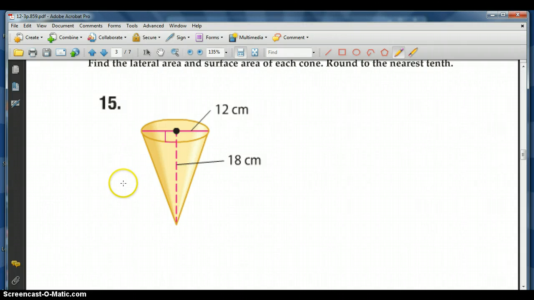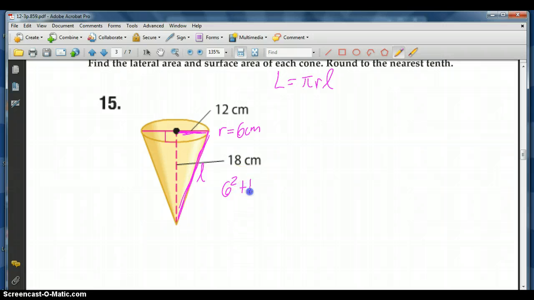Number 15, find the lateral area and surface area of each cone, round to the nearest tenth. So, my formula for lateral area is pi times radius times slant height, which we're not given here, so we need to use Pythagorean theorem to find L. The radius would be half of the diameter, so my radius would be 6 centimeters, since my diameter is 12 centimeters. So I have 18 for one leg, 6 for the other leg, and I need to find the hypotenuse. So 6 squared plus 18 squared is equal to L squared.